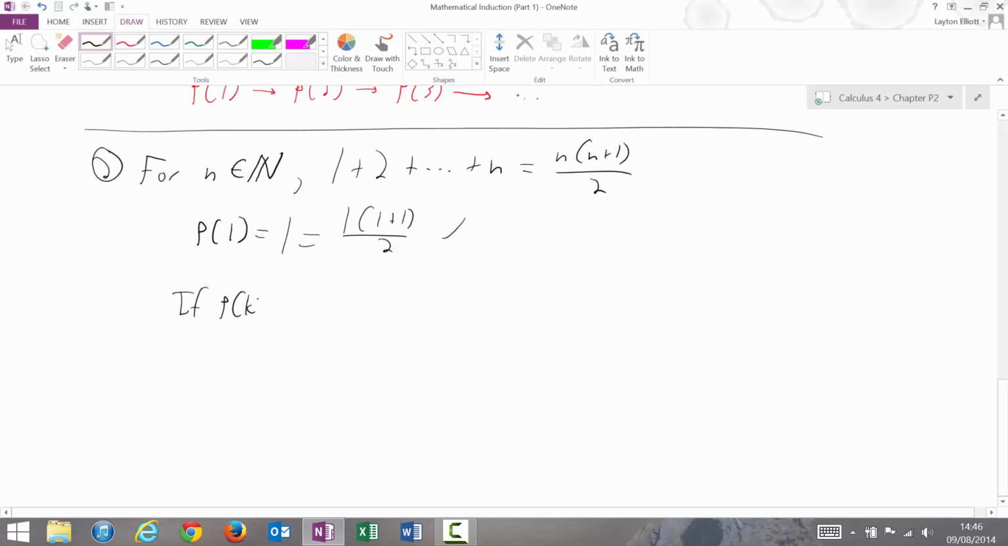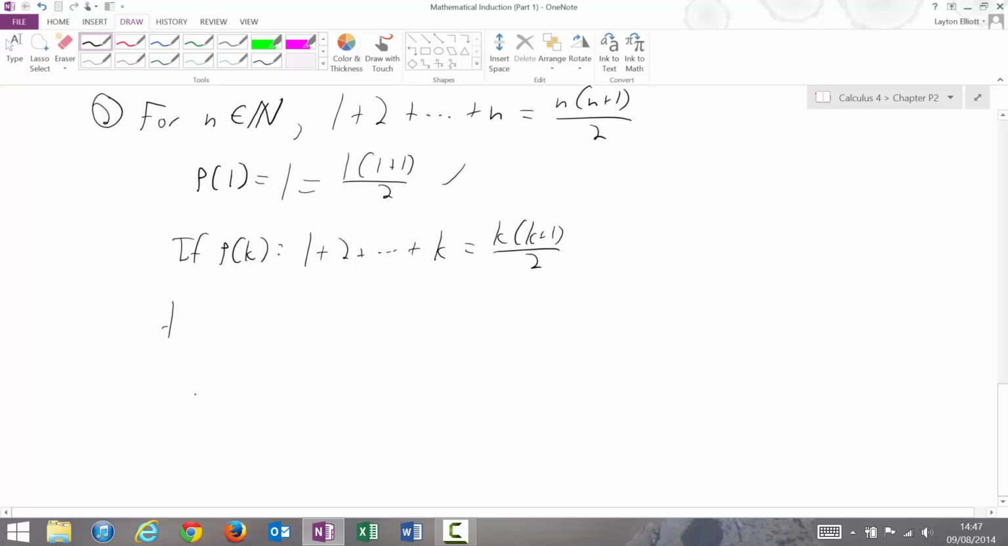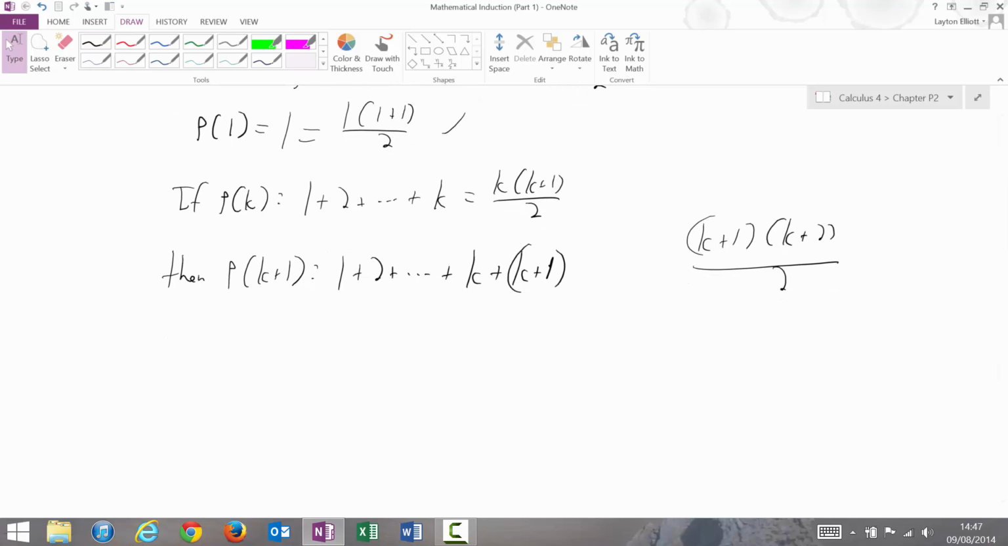And then I say if P of k, and P of k means this, it means 1 plus 2 plus ... plus k is equal to k times (k plus 1) over 2, then let's show P of k plus 1. Well, for P of k plus 1, I'm just going to take the left side of what that means, 1 plus 2 plus ... plus k, and then plus another k plus 1. And let's substitute that, and we want to make that equal to what would happen if I substitute k plus 1 in the right side here. So I'm trying to show that that would be equal to (k plus 1) times (k plus 2) over 2. And if I can show that, then I've got it.